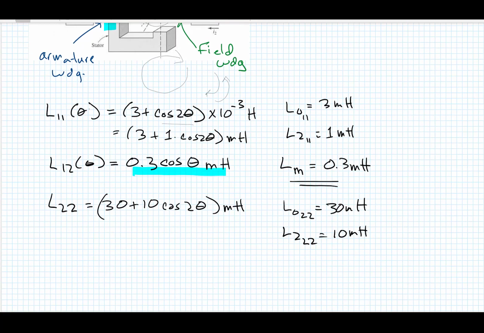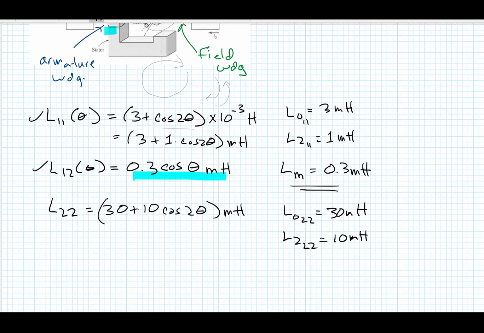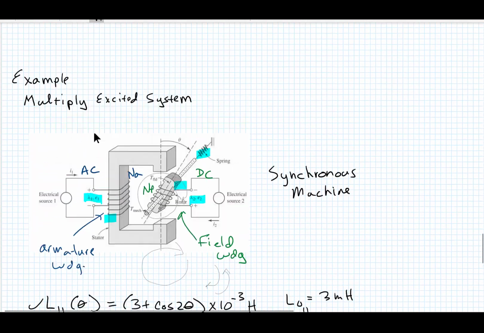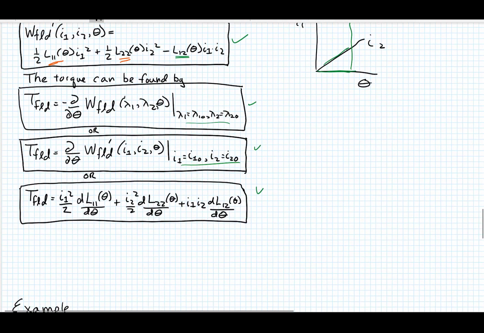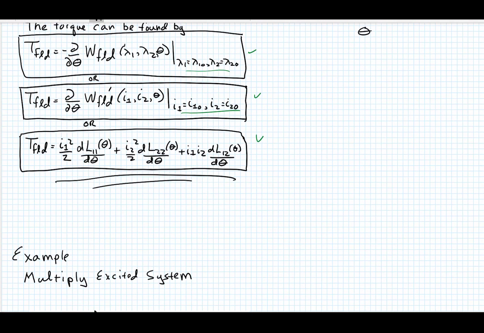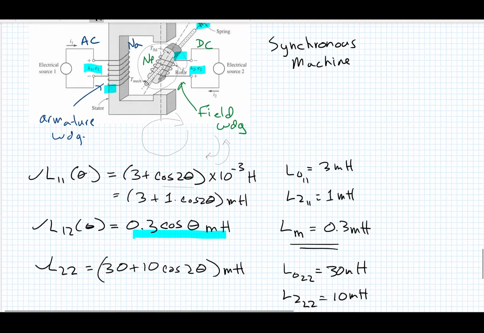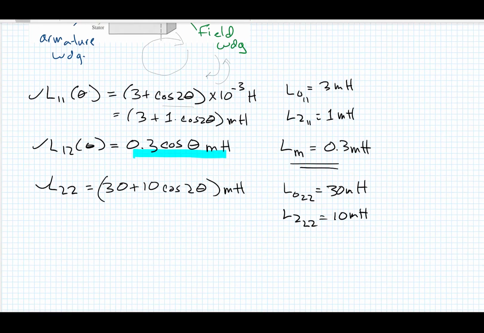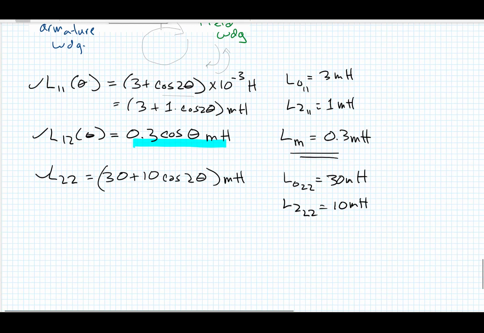Now, since you've got these three inductances, you simply go back to this expression right here and plug them in. So I've got to take a derivative of L11, of L22, and of L12. And that's really how you solve this problem. And these are really the kinds of problems I would have you do in homework or exams here.